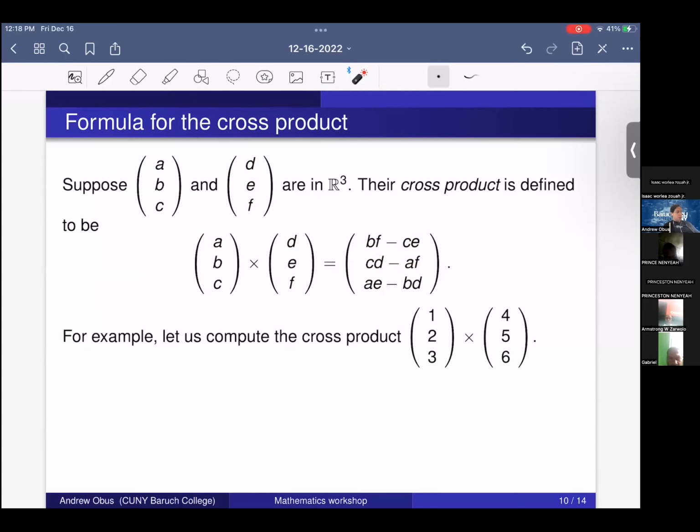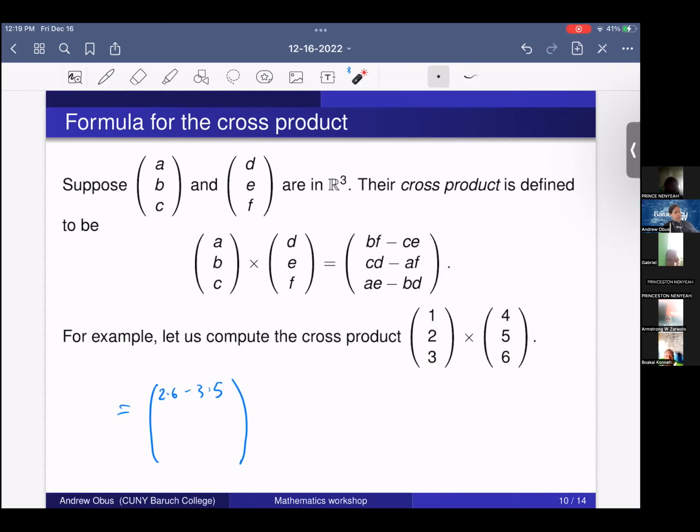Okay, so we can do this for an example. If I want to compute the cross product of 1, 2, 3, and 4, 5, 6, well, here, this is my ABC, and this is my DEF. So I first have to do BF minus CE. So that's 2 times 6 minus 3 times 5. I then do, for my second entry, I'm getting CD minus AF.